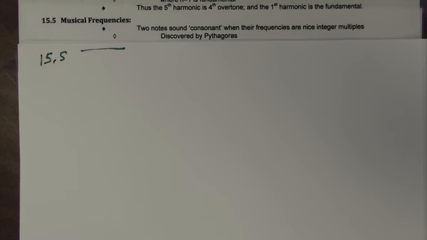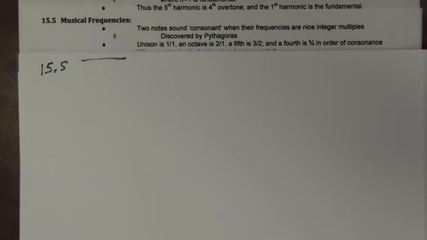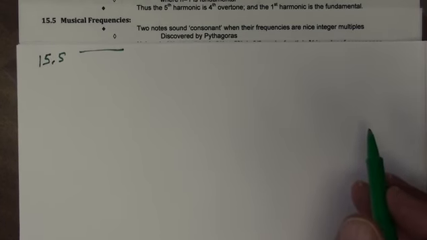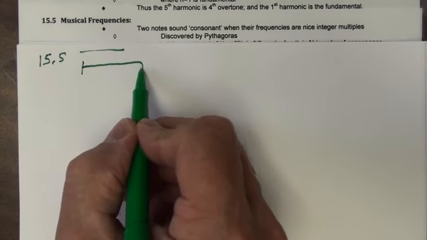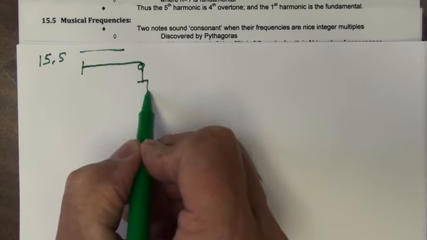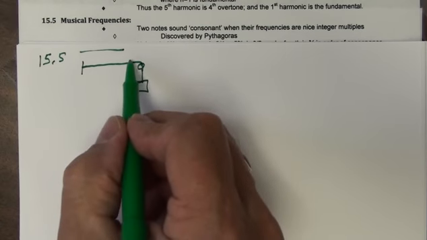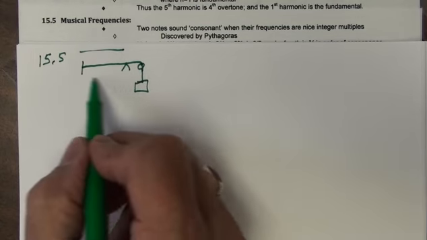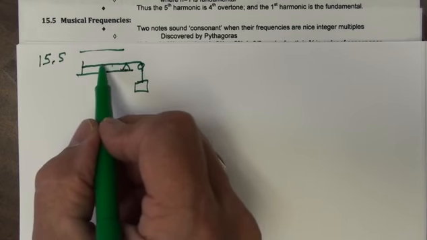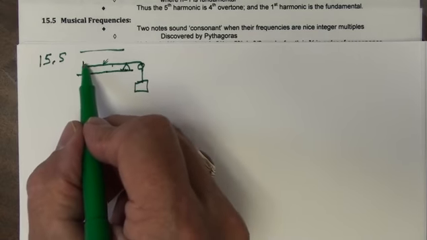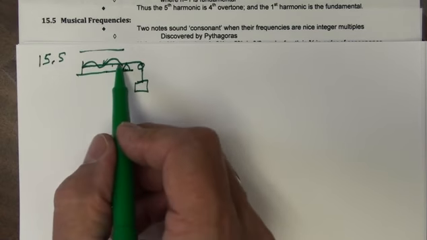Consequently, things like drums are not used generally to carry melodies. Strings and air columns are used for that. Well, what is it that Pythagoras discovered? He did his experiment, let me first say, by taking a string, putting a weight on it, and adjusting the position of this point right here and plucking the string so that it ended up making different sounds.